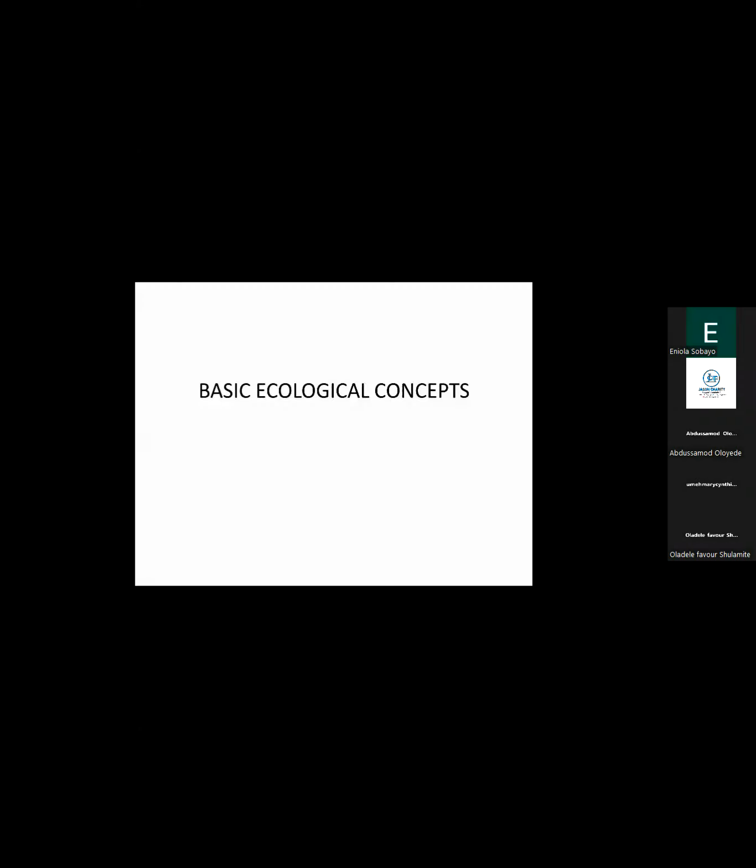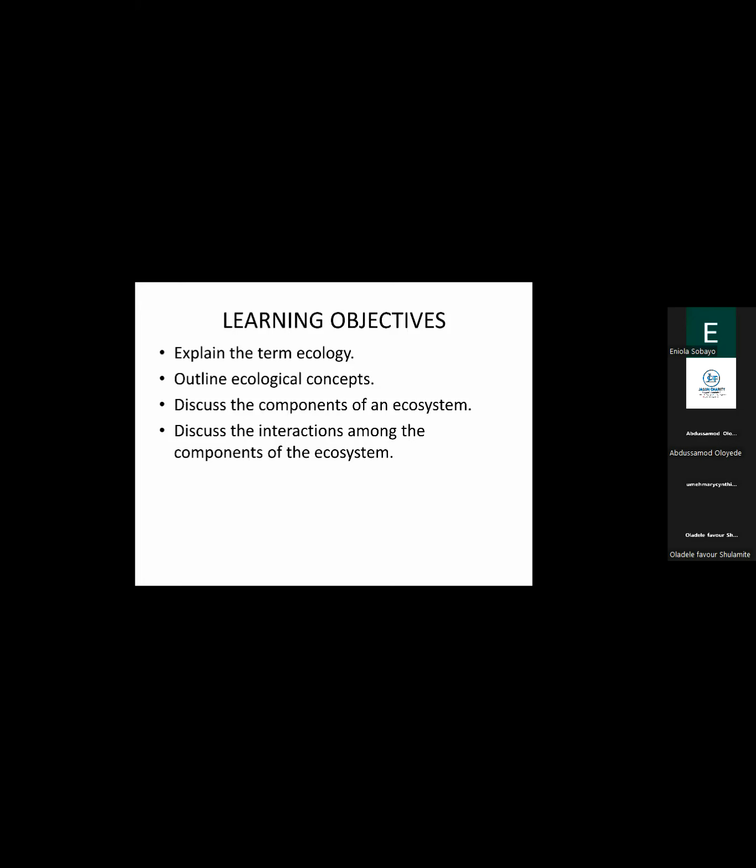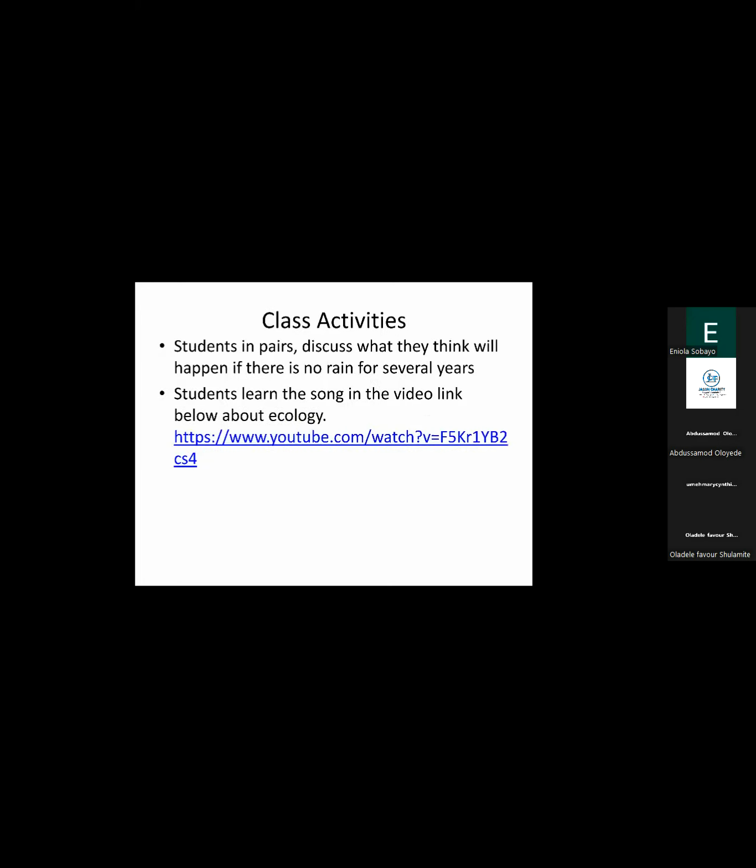Today we're talking about basic ecological concepts. That is, those concepts that deal with our ecology. So I'll commence with the definition of ecology.